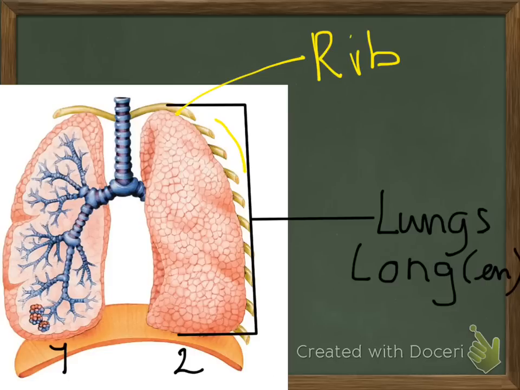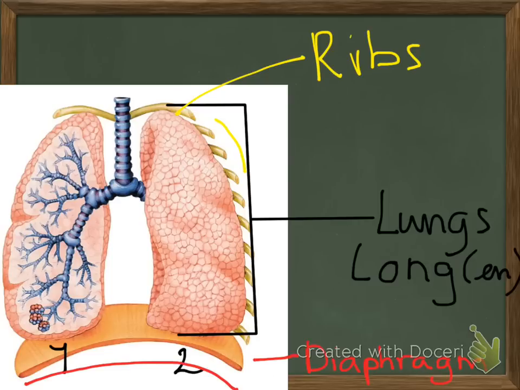Now, you can also feel it on your own body, but your lungs, they are soft and they can actually dent very easily. They are protected. They're kept big by ribs. One rib, two ribs.